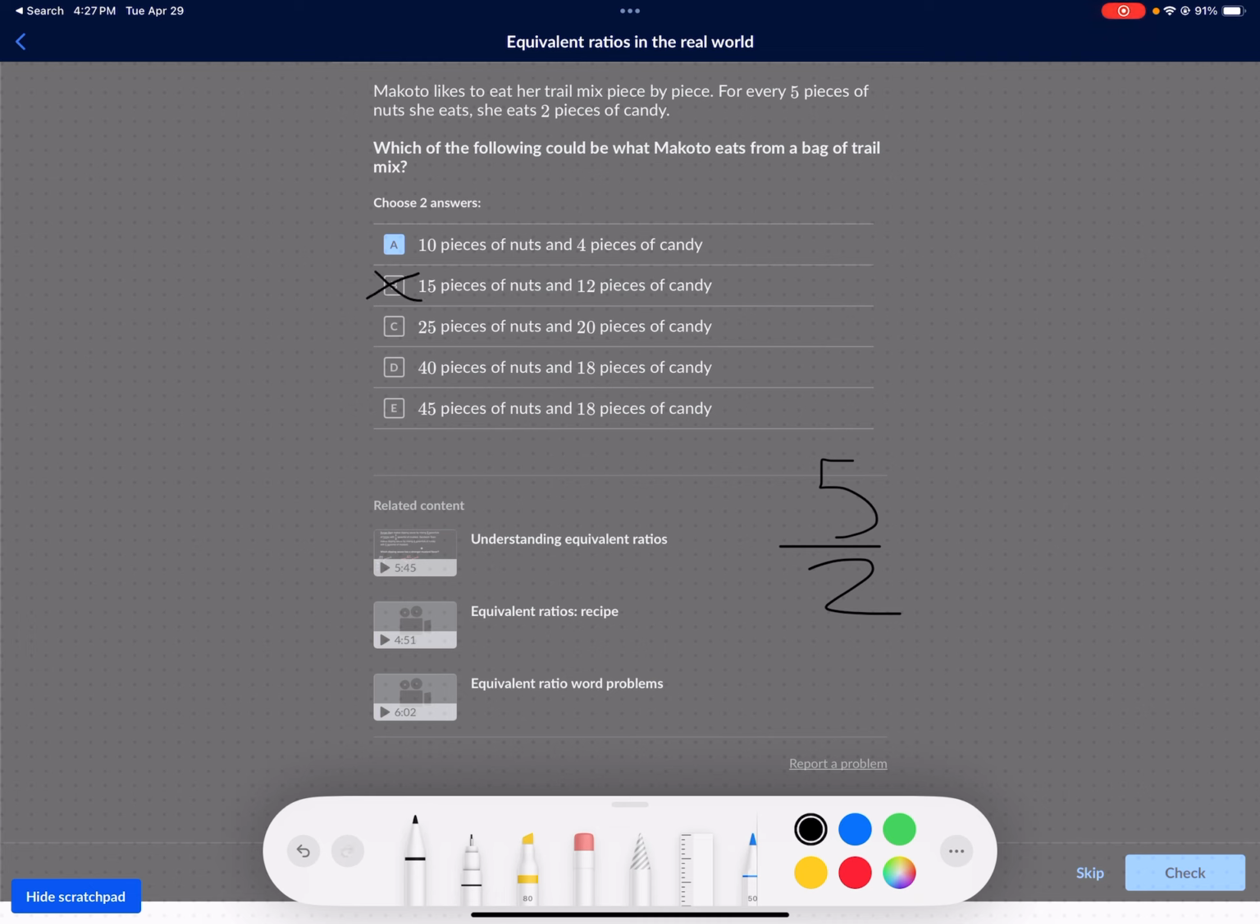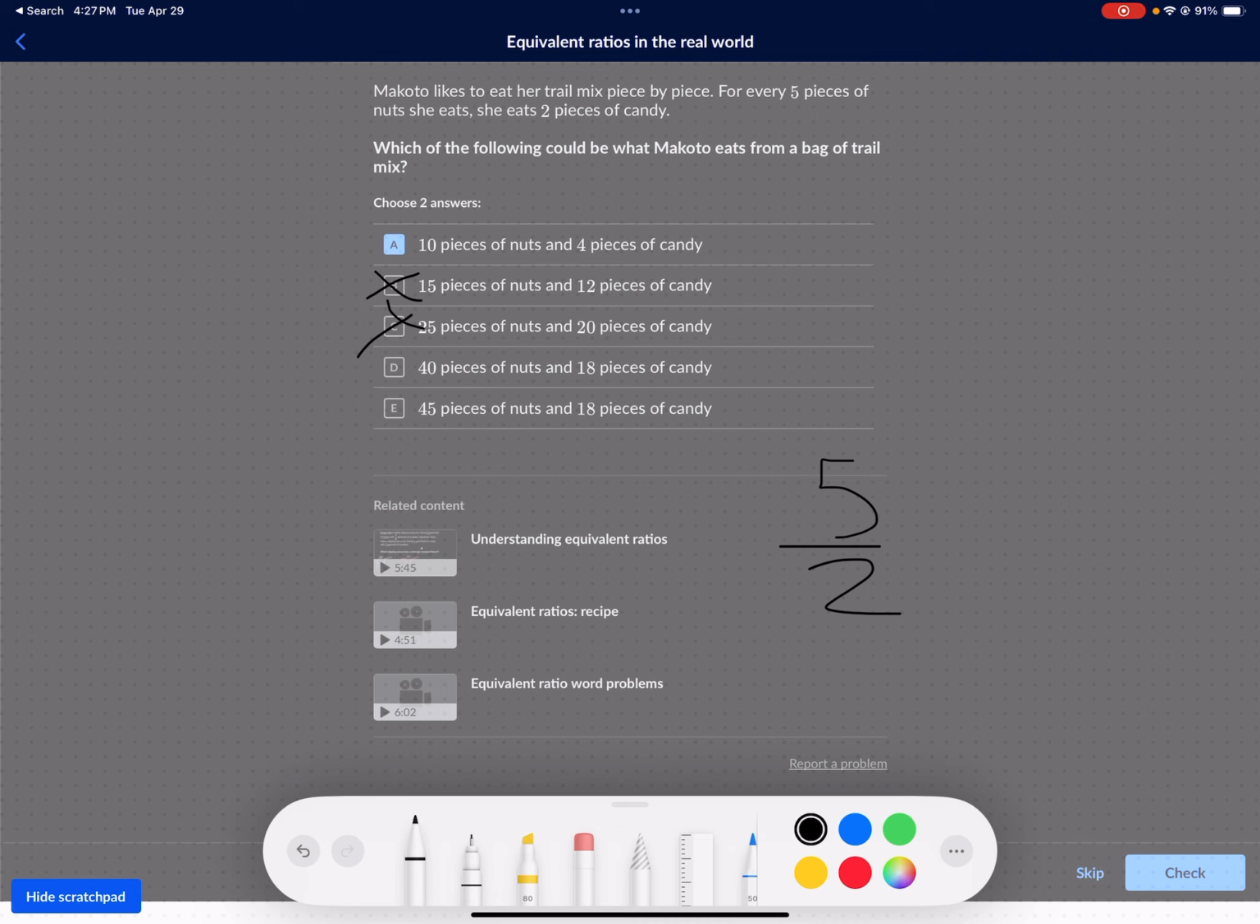So, let's try another one. 25. I'm just going to skip here because I don't want to waste a lot of time. 25 and 5. What do we multiply to get 25? 5. So we must do that for 2 as well. Will we get that? Nope. We will get 10, not 20. So that means that that's wrong too.